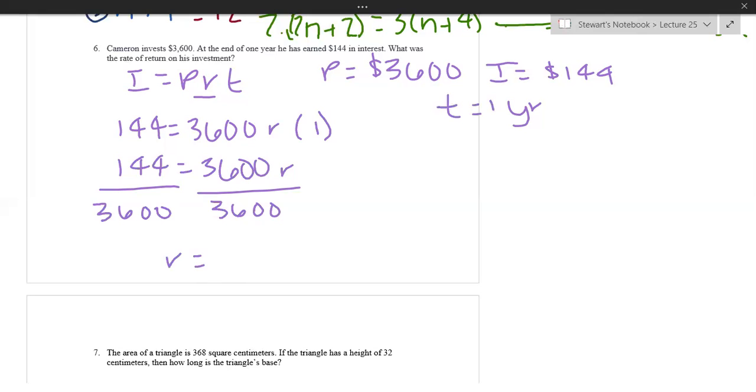Is equal to 0.04. Or if you wanted to talk about it in terms of what you may have heard before as a percent, this would be equal to 4%. Because to get the percentage, you just multiply by 100. So the rate is 4% or 0.04. And that would answer that question for us.